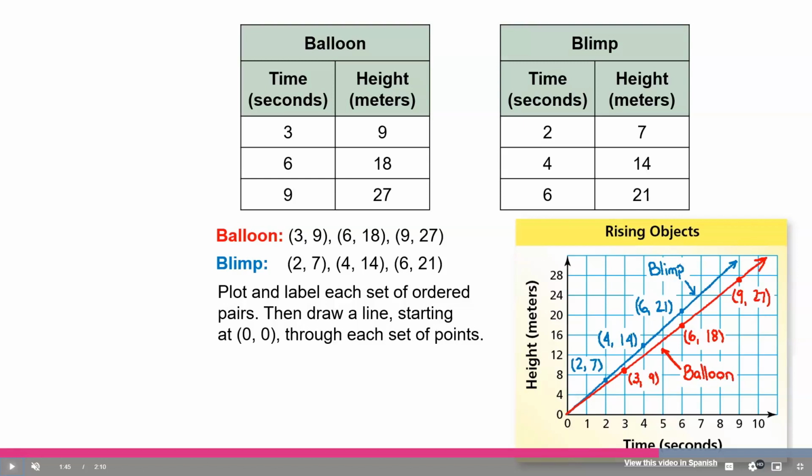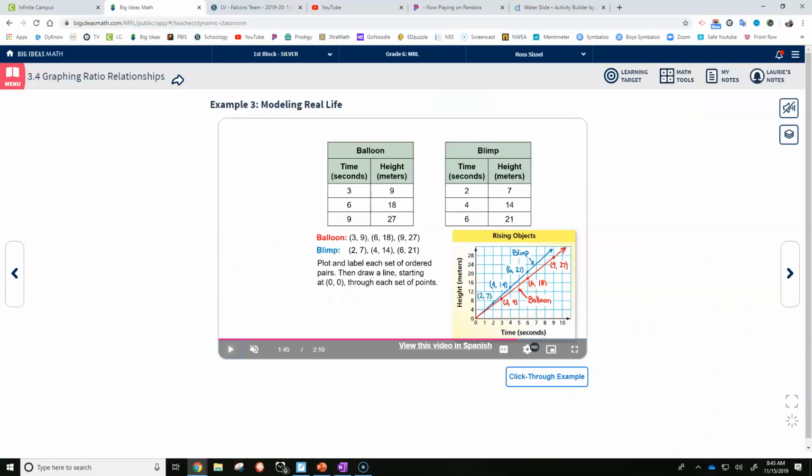If we were to do it like we did in 3-3, look at our 6 seconds. In 6 seconds, the balloon went up 18 meters. For the blimp, in 6 seconds, we went up 21. That's how else we can compare. Also, if the blimp went 3 seconds, it'd be 10.5. It'd be going 10.5 meters a second. It's a good way of using number sets.